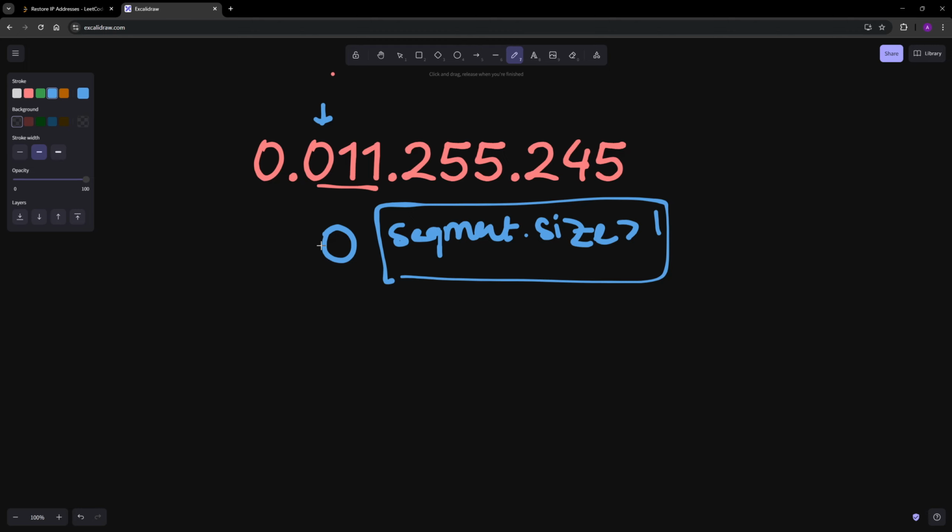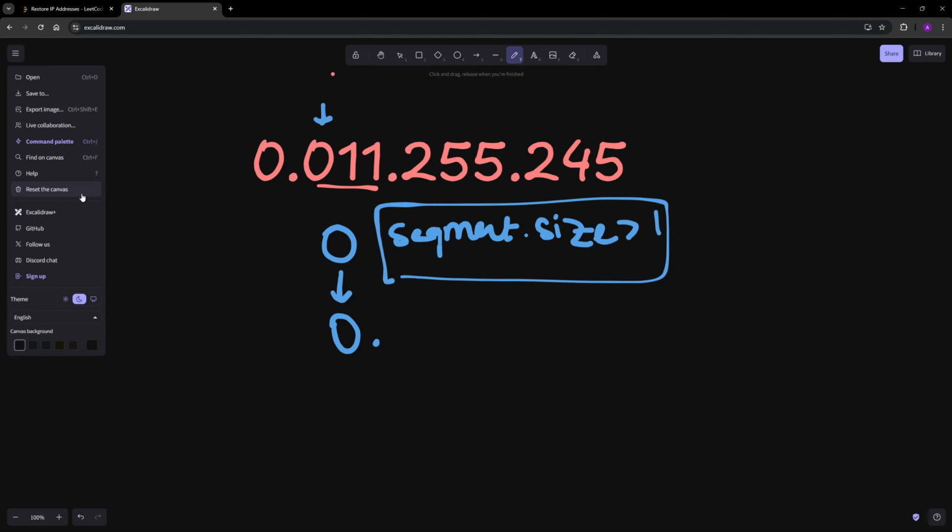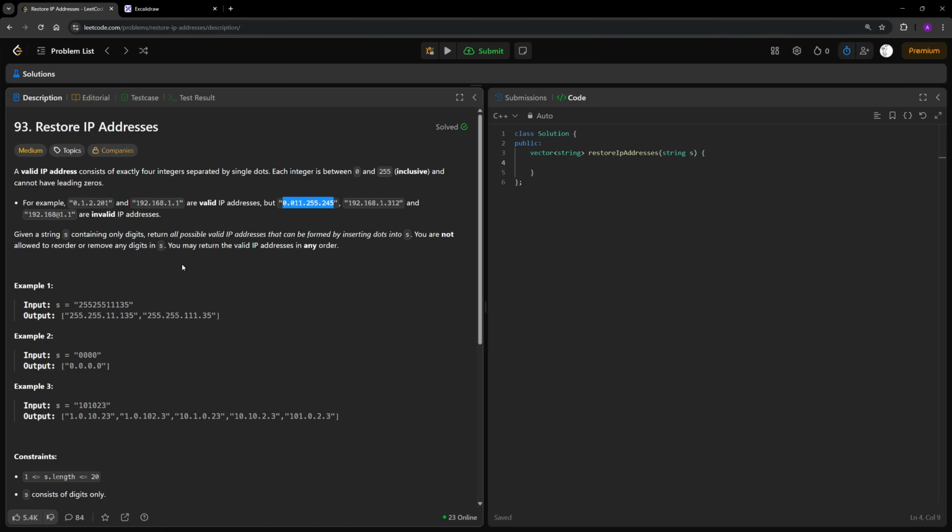So that means 0 can be placed as a single digit in a given segment. No other characters can accompany this 0. If there is a 0 at the start, I am talking only about the starting value, not the other values. Okay? So this observation also becomes clear. Now, let's see how we can effectively solve this given question.